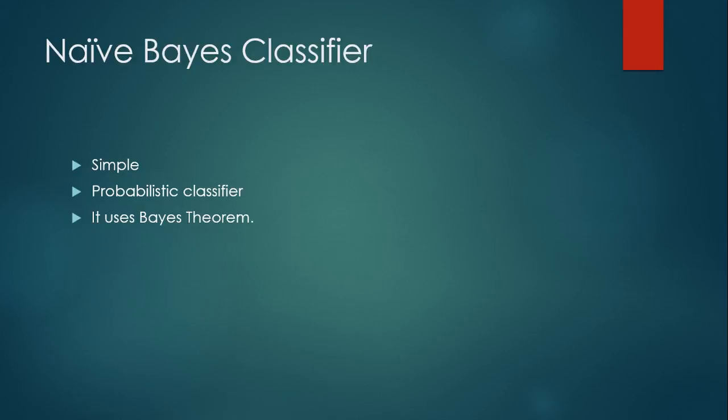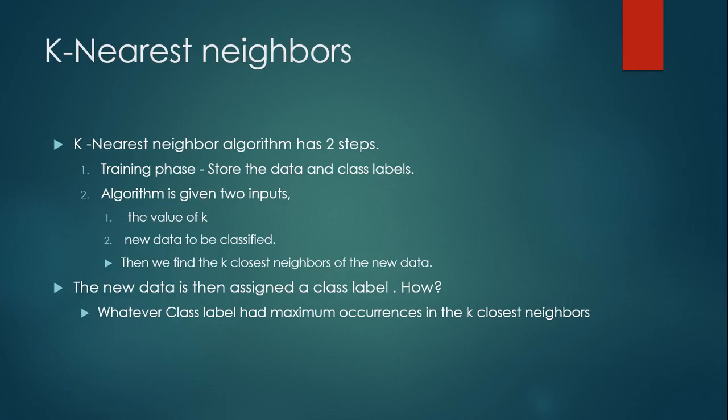The naive Bayes algorithm is very simple. It is a probabilistic classifier and it uses Bayes theorem. I have discussed the naive Bayes algorithm in detail in my final project report, how it is done. Now I'll discuss k nearest neighbors.